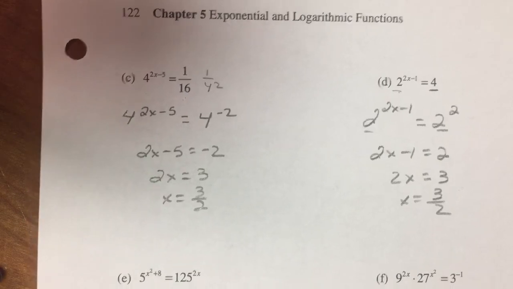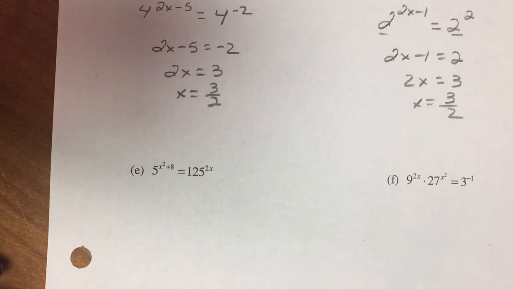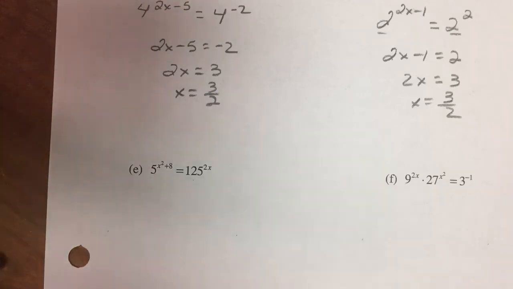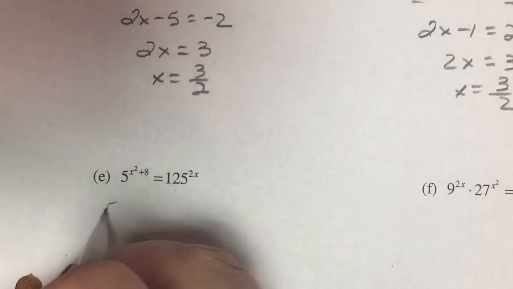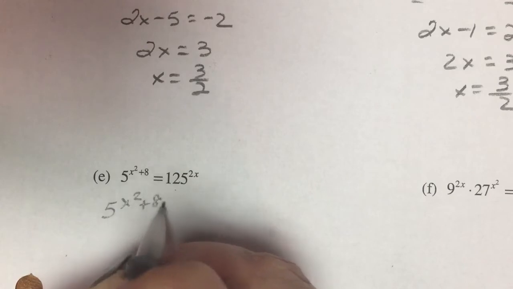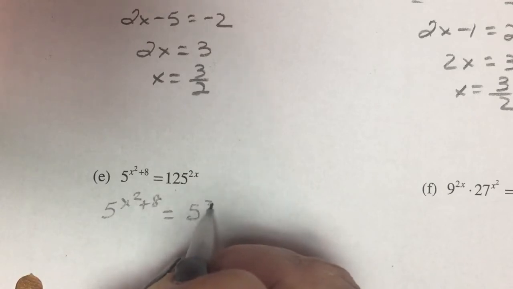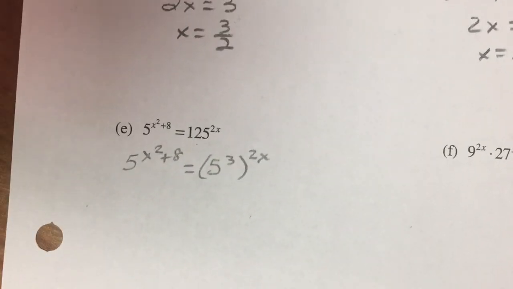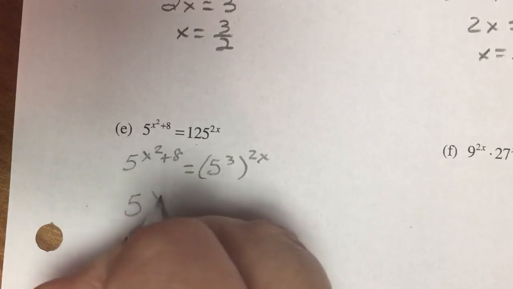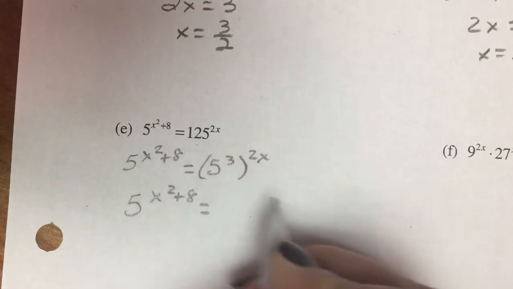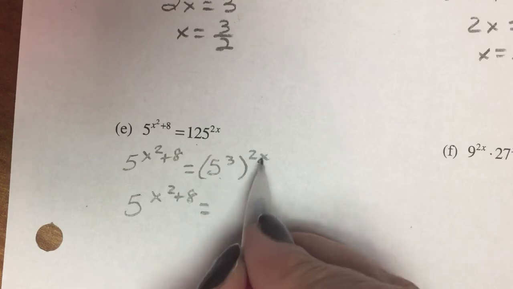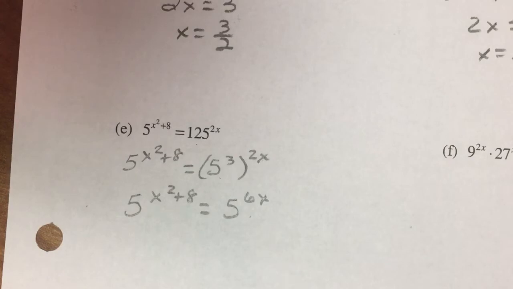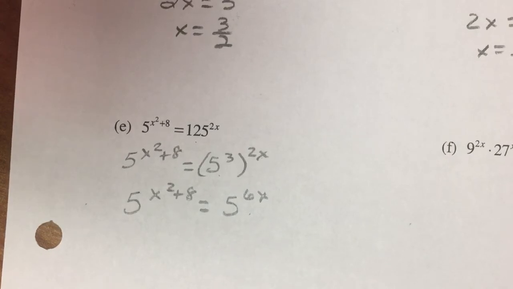All right, well now it's going to start getting a little bit more difficult, so take very careful notes. Pause if you need to. I can rewrite 125 with a base of 5, so I'm going to go ahead and do that. So it'd be 5 to the x squared plus 8 equals 5 to the 3rd to the 2x. Well, now you have to employ the exponent rule that says if I'm raising an expression to an exponent, I multiply the exponent. So that's going to be to the 6x power, 3 times 2x.